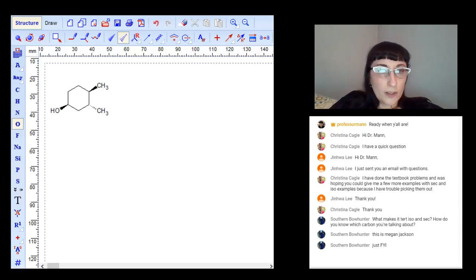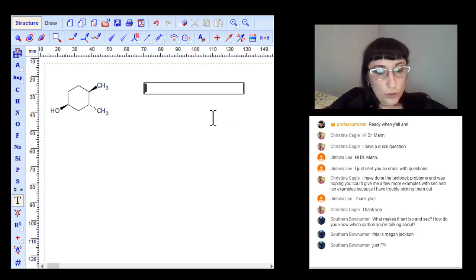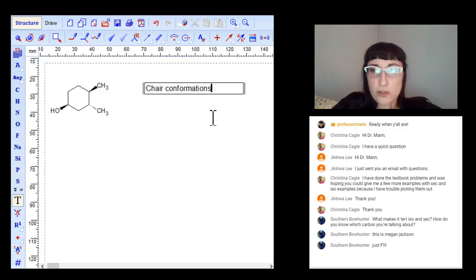Alright, I have a cyclohexane. I'm going to see if y'all can do a chair conformation. Actually, both of them, because there are 2, right? Chair conformations come in groups of 2.